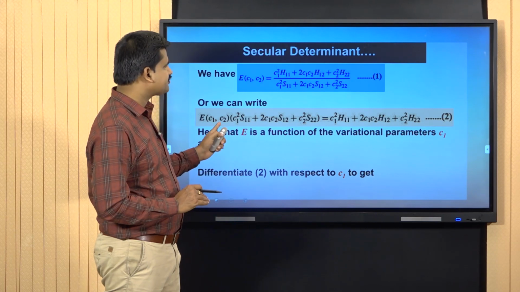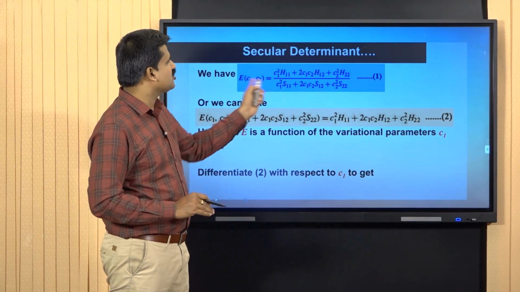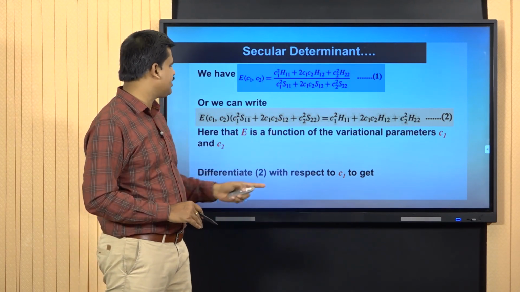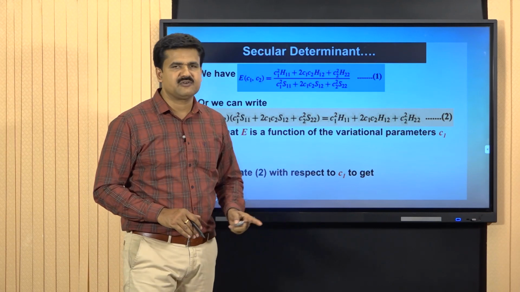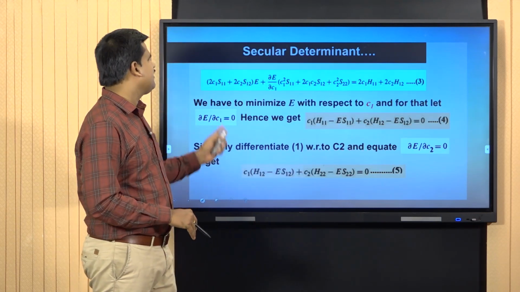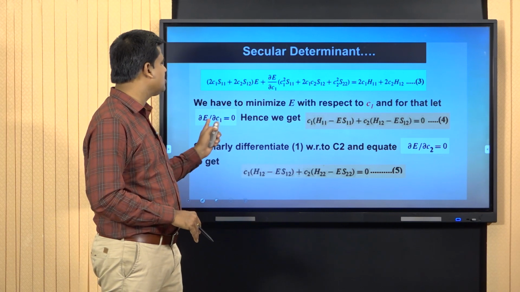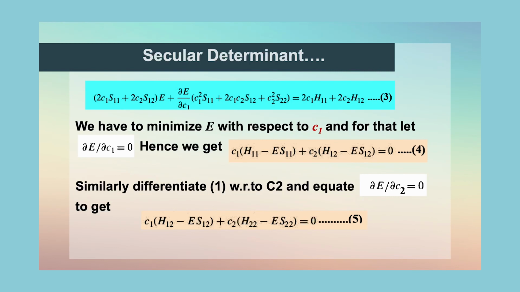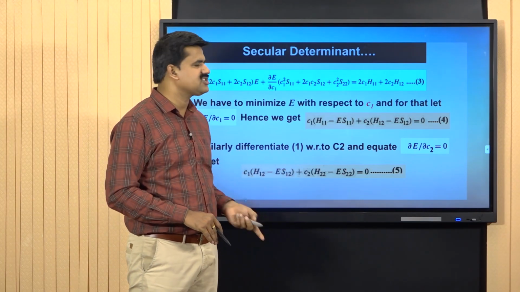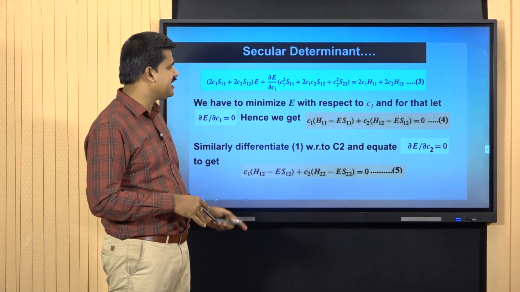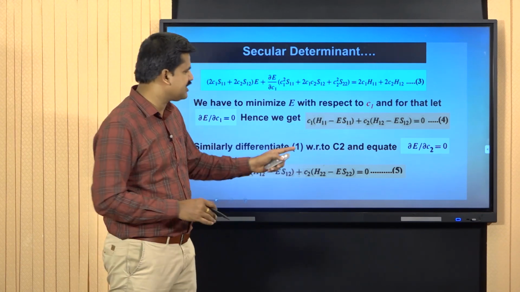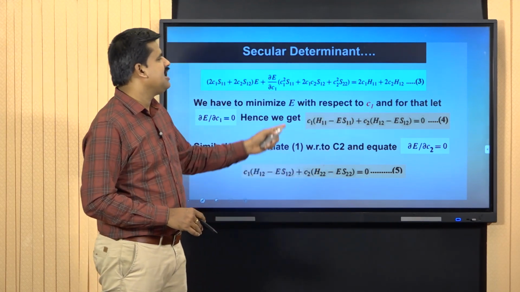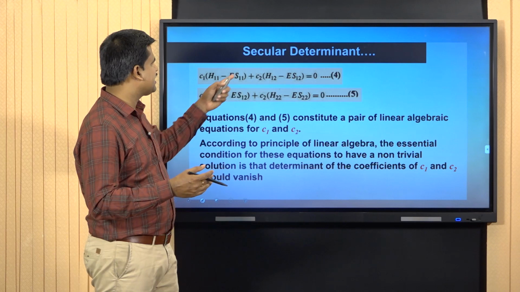We can write this expression, cross multiply, and this equation can be changed to this. Here E is a function of the variational parameters C1 and C2. Differentiate with respect to C1 to get this expression. We have to minimize this with respect to C1, so dou E by dou C1 is 0, and on simplification we get an equation like this. Similarly, we differentiate with respect to C2 and proceed accordingly, equating dou E by dou C2 to 0 to get this expression. So we get two equations, 4 and 5, and such equations can be represented like this.